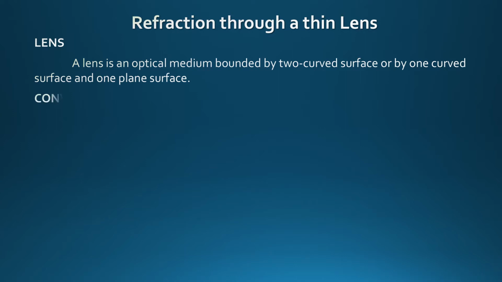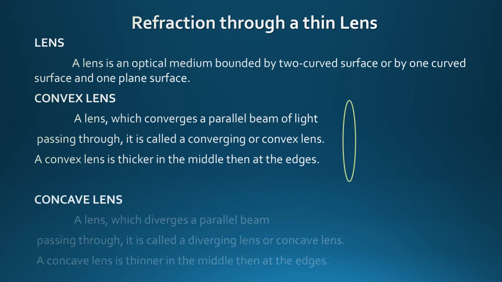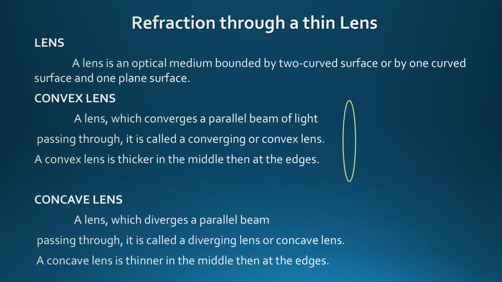The first one is the convex lens. A lens which converges the parallel beam of light passing through it is called a converging or convex lens. A convex lens is thicker in the middle than at the edges. Next is the concave lens. A lens which diverges a parallel beam of light passing through it is called a diverging lens or concave lens. A concave lens is thinner in the middle than at the edges.